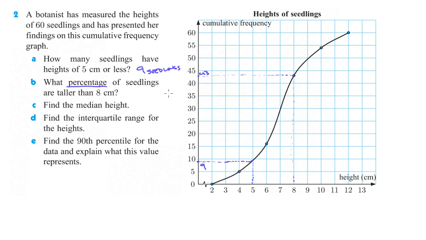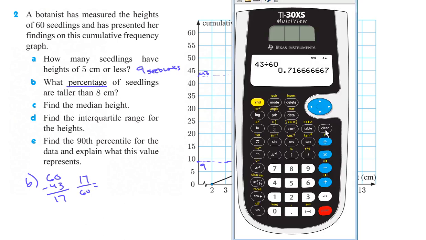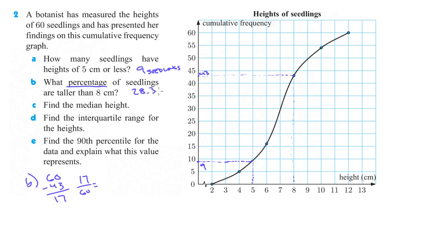So for the ones that are taller than that, we're going to have to do 60 minus 43, which means 17 of them are taller than 8 centimeters. Then we take that 17 and divide it by 60 to get our percent. 17 divided by 60 gives us 28.3% that are going to be taller than 8 centimeters.